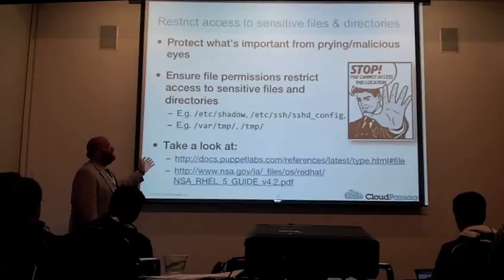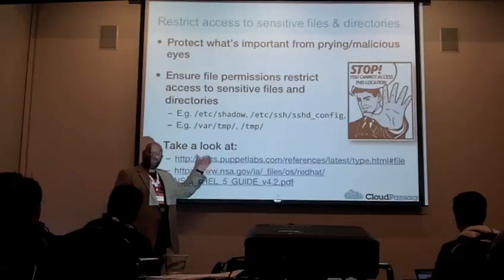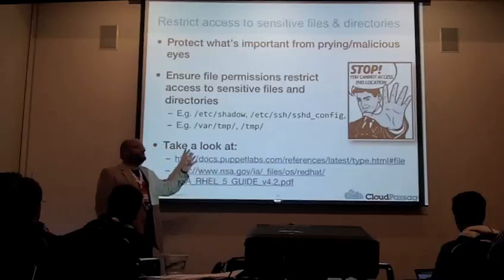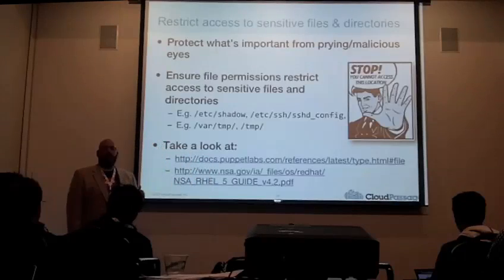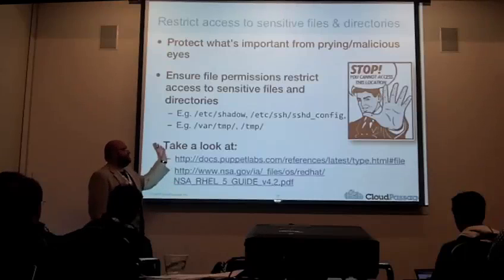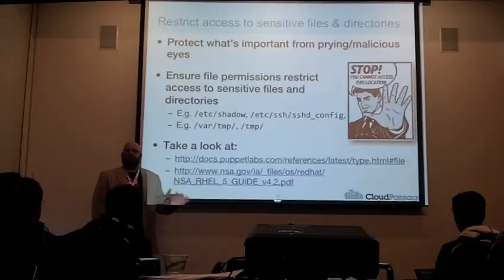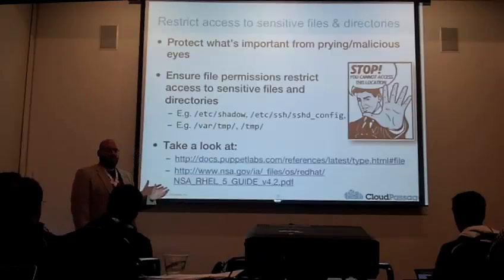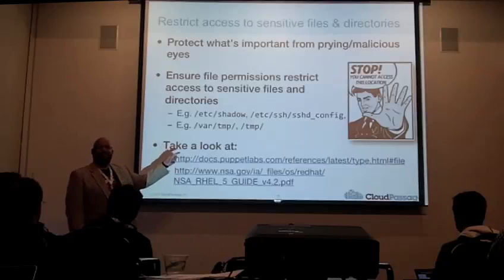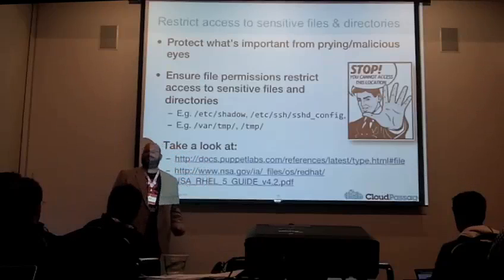Common directories, common files: shadow, sshd config. These are things that you need to protect. You don't want people messing around with these things. Same with var temp and temp, people storing things in there, such as malicious files, files they want to transfer out. On a compromised system, it's always fun to watch these two directories, var temp and temp, just to see what kind of pops up in there.